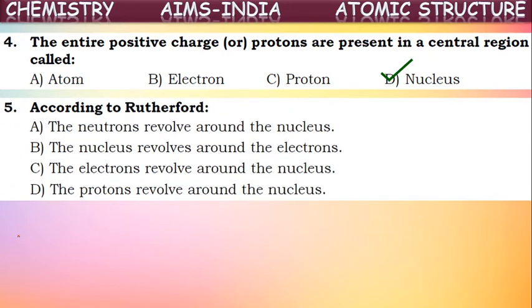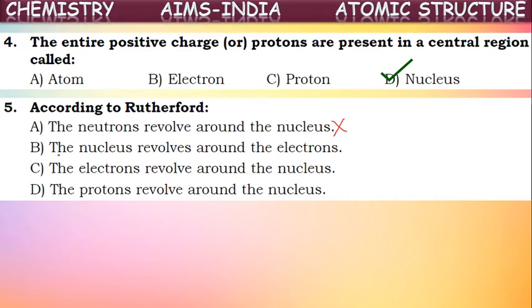Next one, according to Rutherford. See here some statements are given about the nucleus and the particles revolving around the nucleus. Which statement is correct according to Rutherford? You observe once. See the first one. The neutrons revolve around the nucleus. Is it correct? No. Neutrons are in the center part of the atom called nucleus. They won't be revolving.